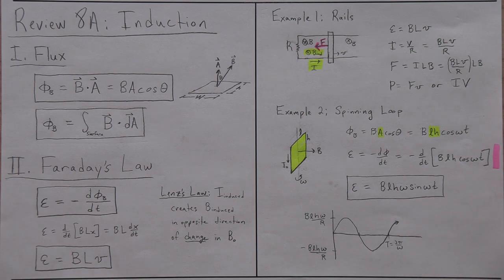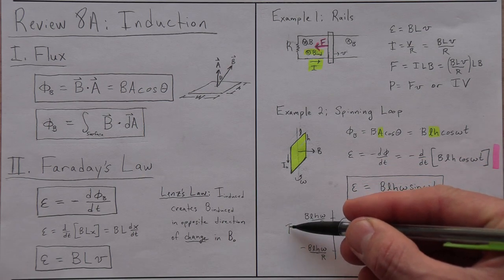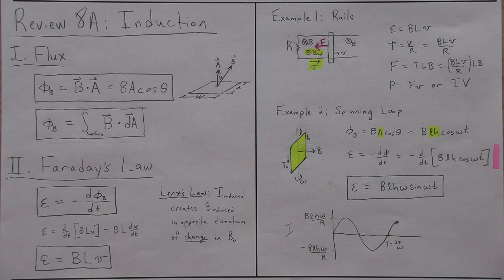Now sine oscillates between positive 1 and negative 1. So the maximum this voltage could be is 1 times this. Oops, I think I'm graphing the current. Yeah, so this would be the current. For some reason I decided to graph the current. So, the voltage over the resistance. There is the maximum current. The minimum current would be negative 1 times all of this over R, and the sine function.